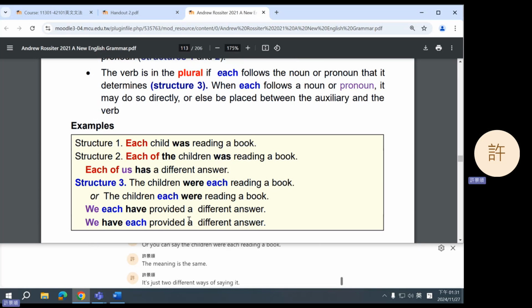We each have provided, we have each provided. In this case, the verb is plural because the subject is plural. Each is singular, but in this case, each is not the subject. The subject is plural. So plural subject, and then each as an adverb.